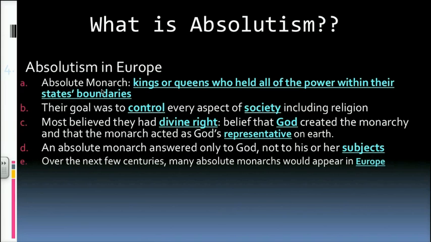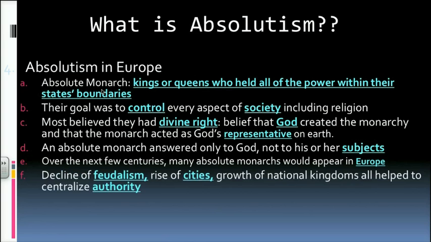So over the next few centuries, many absolute monarchs would appear in Europe. We're going to use a couple examples from France in this particular unit. Like I said, we could already use Henry VIII as an example from England.